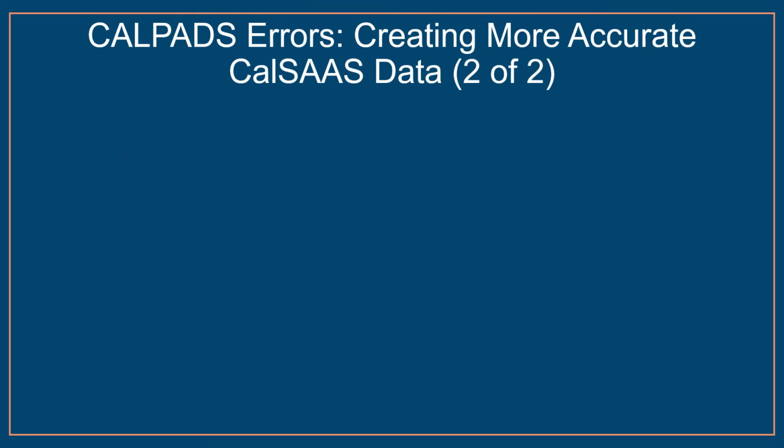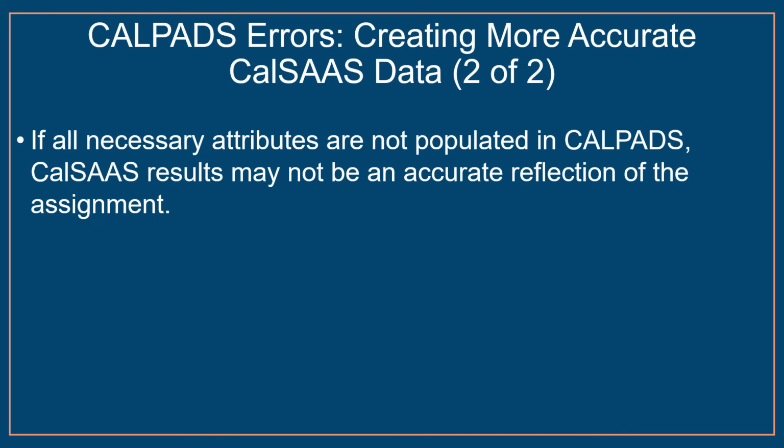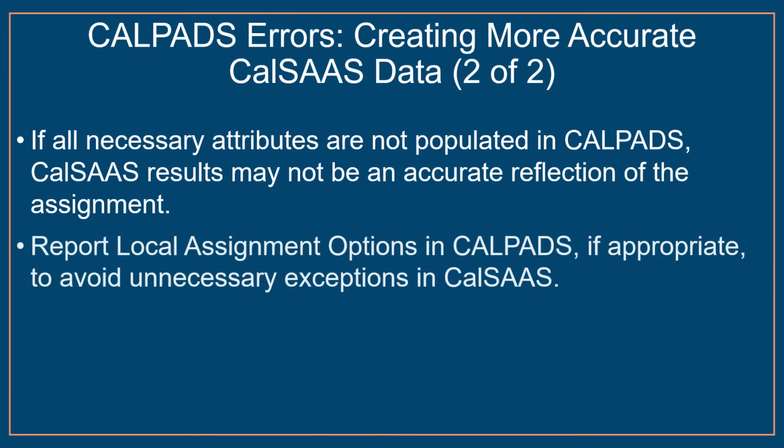Creating more accurate CalSAAS data, Part 2. If all necessary attributes are not populated in CalPADS, CalSAAS results may not be an accurate reflection of the assignment. Report local assignment options in CalPADS if appropriate to avoid unnecessary exceptions in CalSAAS.